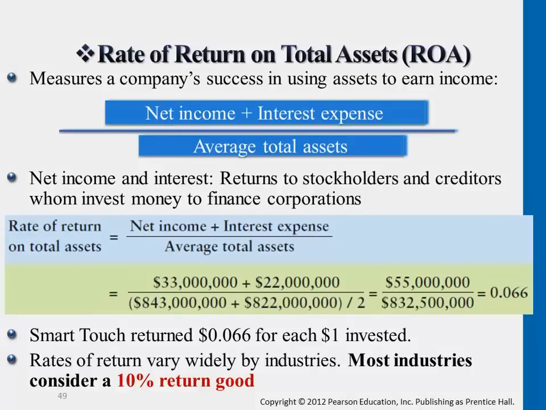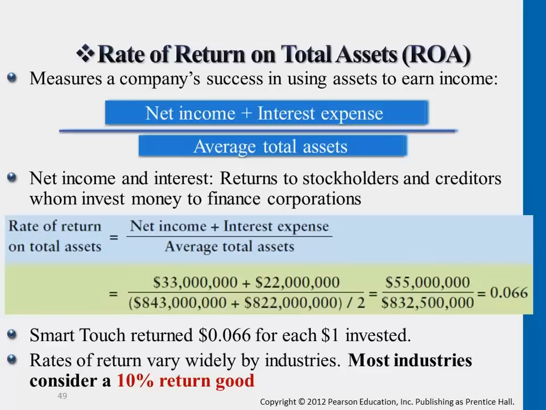So we measure the relationship between the average return to shareholders and creditors, these two parties, compared to the average amount of total assets the company has. This gives us a relationship between how the company has been using these assets to turn into return to these two parties. That's what this ratio is trying to tell us: how the company is using the assets to generate return to shareholders and to creditors. This is what rate of return on total assets means.